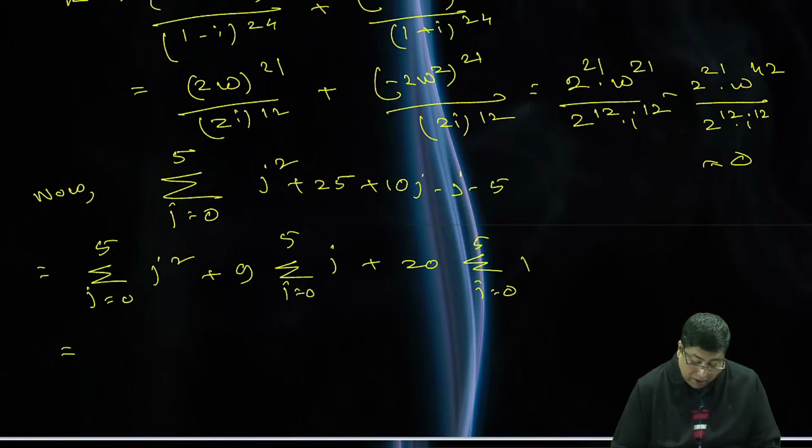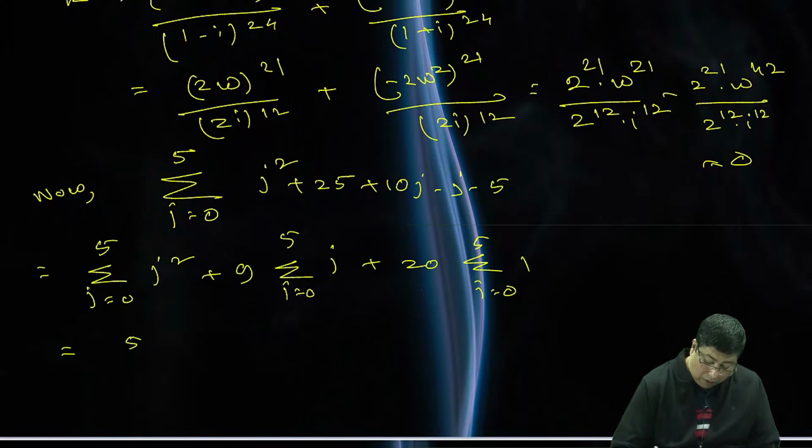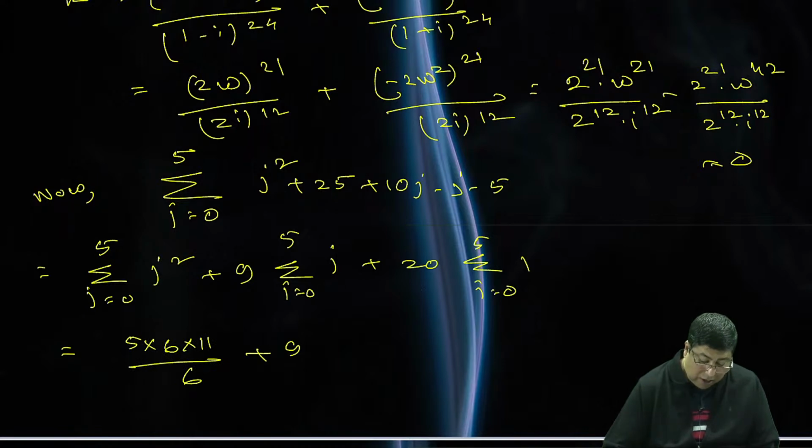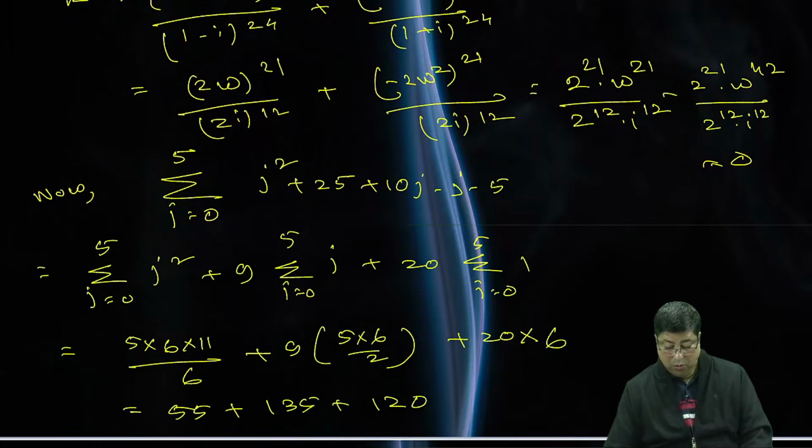So we are getting here 0 square plus 1 square plus 2 square. This is the summation formula. Directly I am putting the value: 5 into 6 into 11 by 6, plus 9 into 5 into 6 by 2, plus 20 into 6. So here it is coming 55 plus 135 plus 120. 55 plus 135 is 190, plus 120 is 310. It means 310 is the right answer.